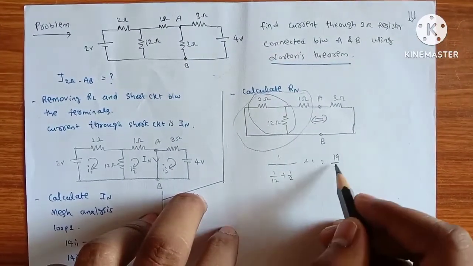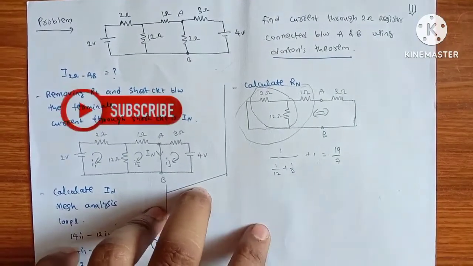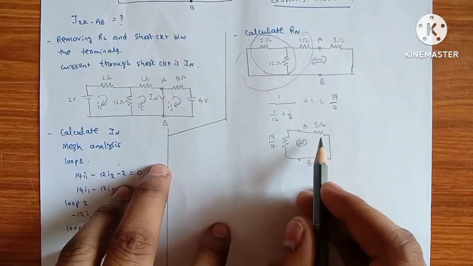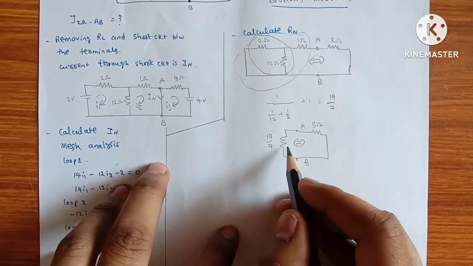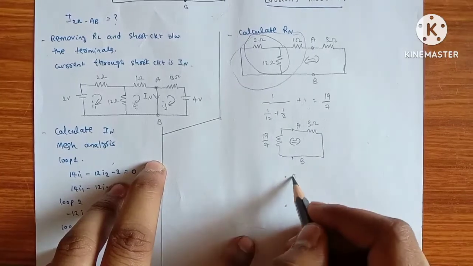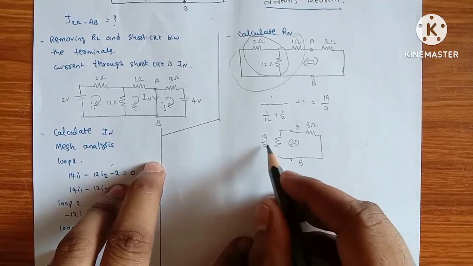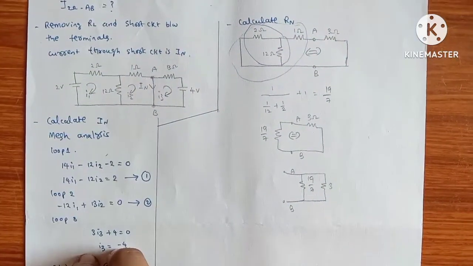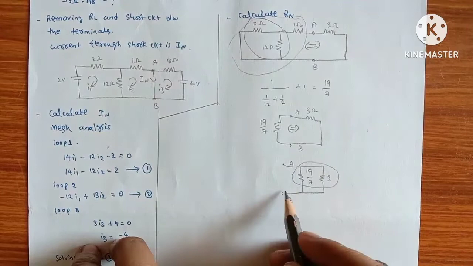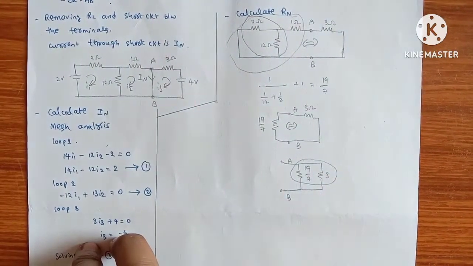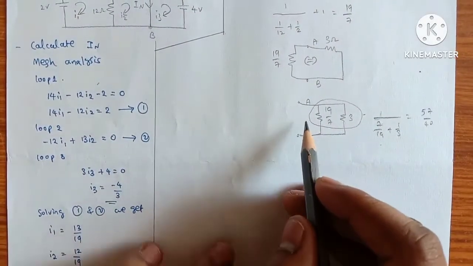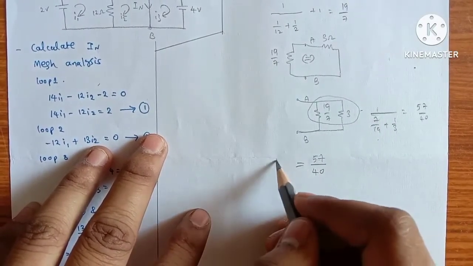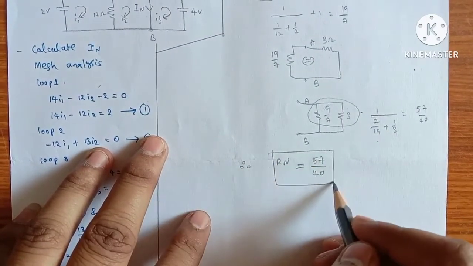If we redraw the circuit with this resistance, the redrawn circuit looks like this. Again we should calculate in this direction. If we rearrange the resistances with the A and B points, the circuit looks like this: between A and B 19/7, and between A and B 3 ohms. Now these two are in parallel to each other. If we simplify this, we get Rn. Therefore the equivalent resistance between A and B is 57/40, which equals Rn.